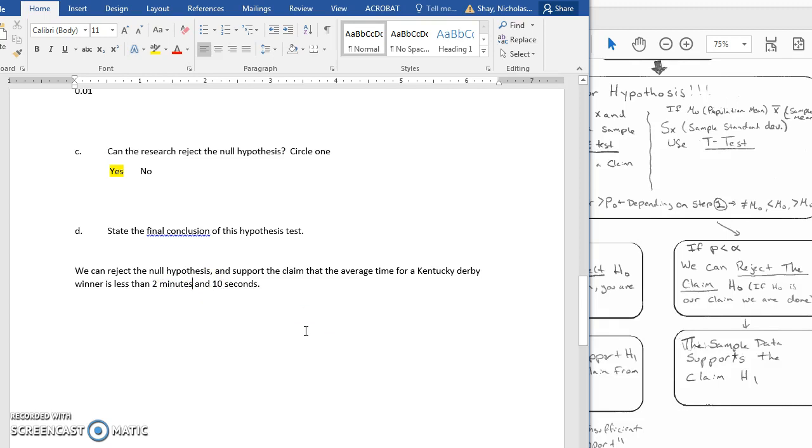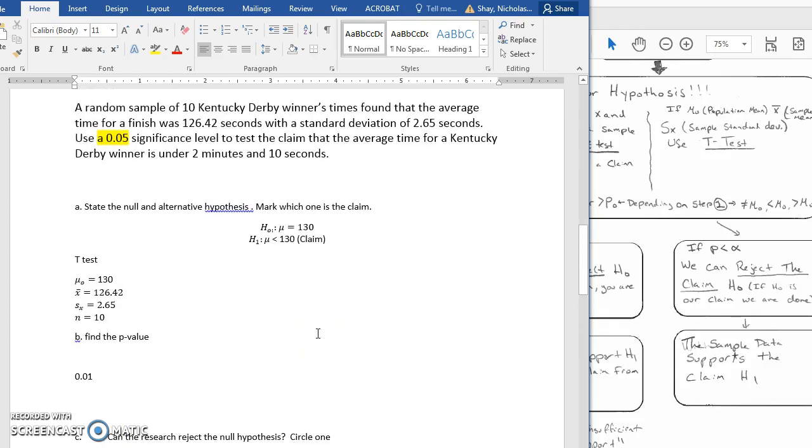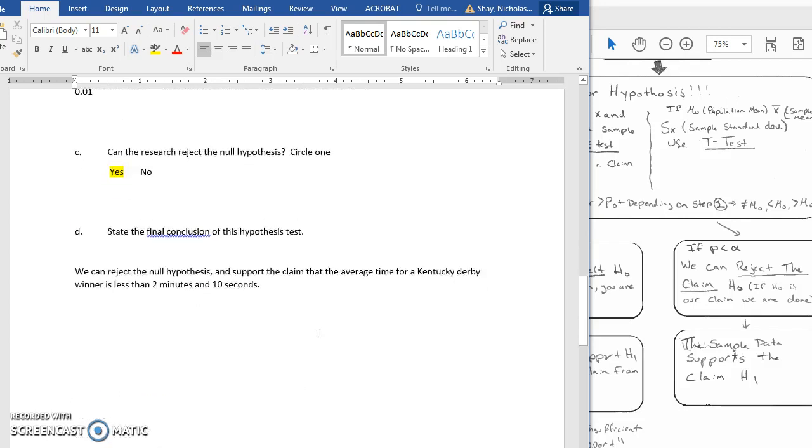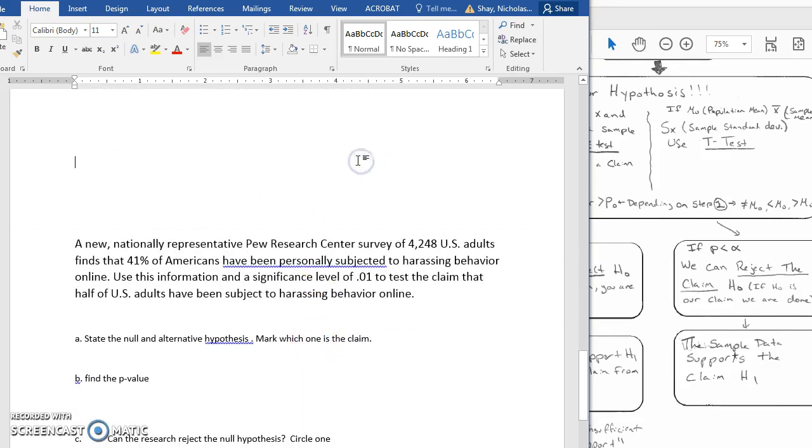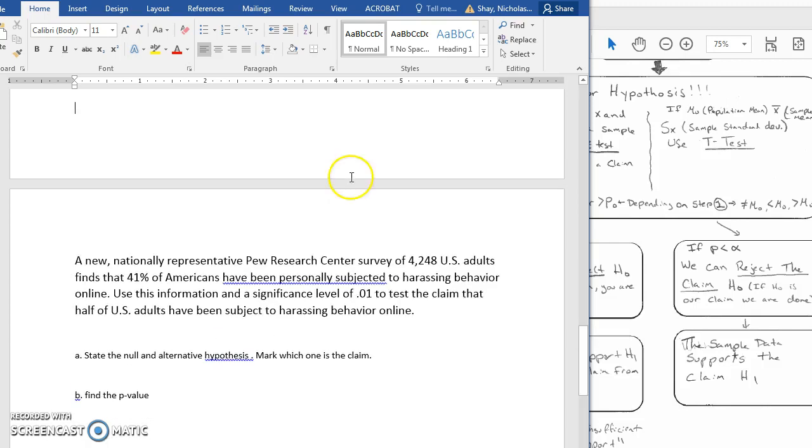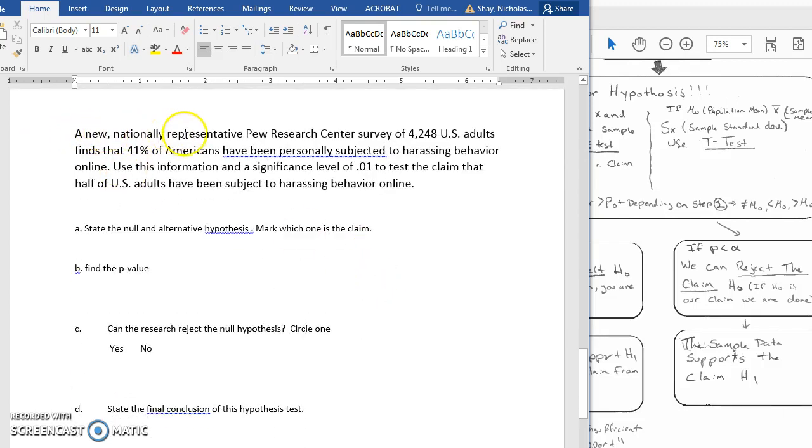Okay. So, let's try one last one. This last one is a new nationally representative Pew Research Center poll survey of 4,248 U.S. adults that found that 41% of Americans have been subjected to harassing behavior online. Use this information at a significance level of 0.01 to test the claim that half of U.S. adults have been subjected to harassing behavior.